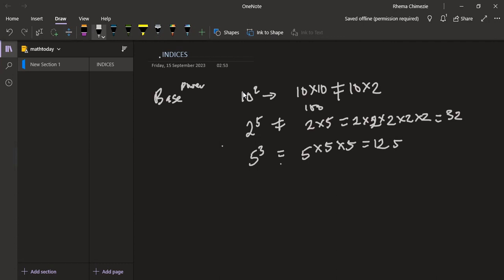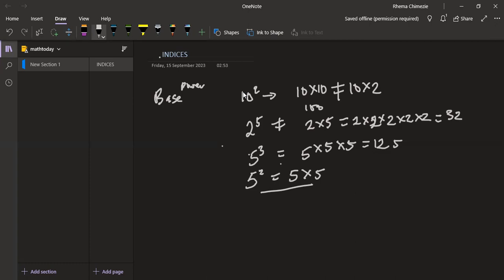So what it means is that you're going to be multiplying the base by itself the number of times of the power. In other words, if I have 5 raised to power 2, it is going to be 5 times 5. So I'm multiplying it twice. So this is what it means to raise a number to its index form.